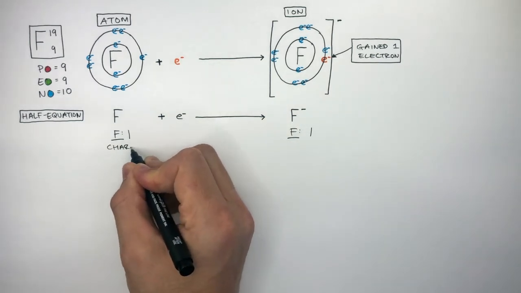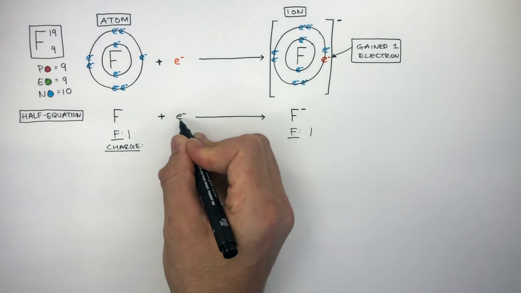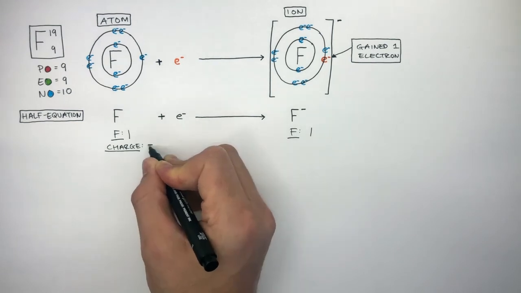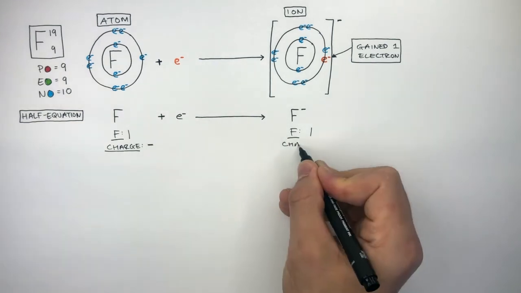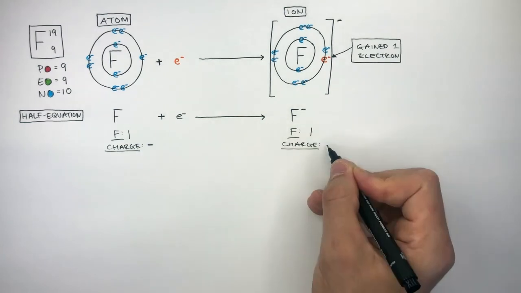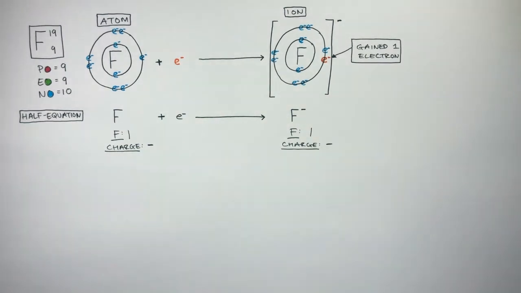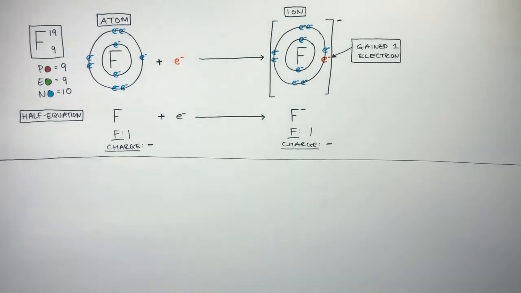Now looking at the charge, we can see the electron gives the charge of -1 on the left, and the charge on the right is also -1 due to the fluoride anion. The charge is balanced on both sides, -1 on the left and -1 on the right. Let's now focus on oxygen.